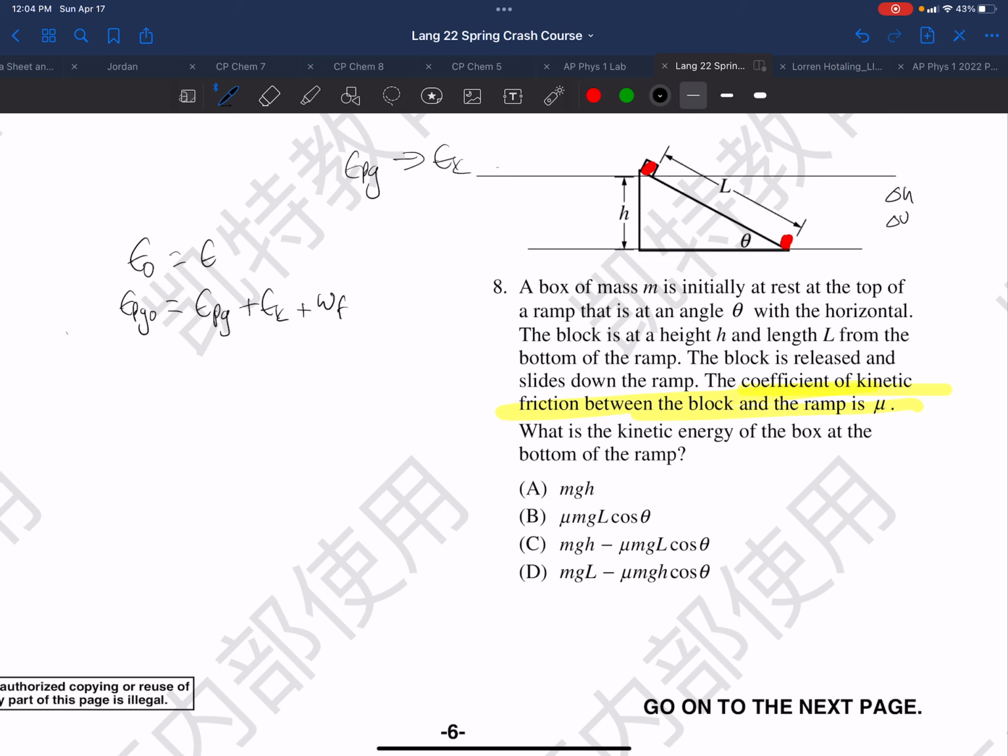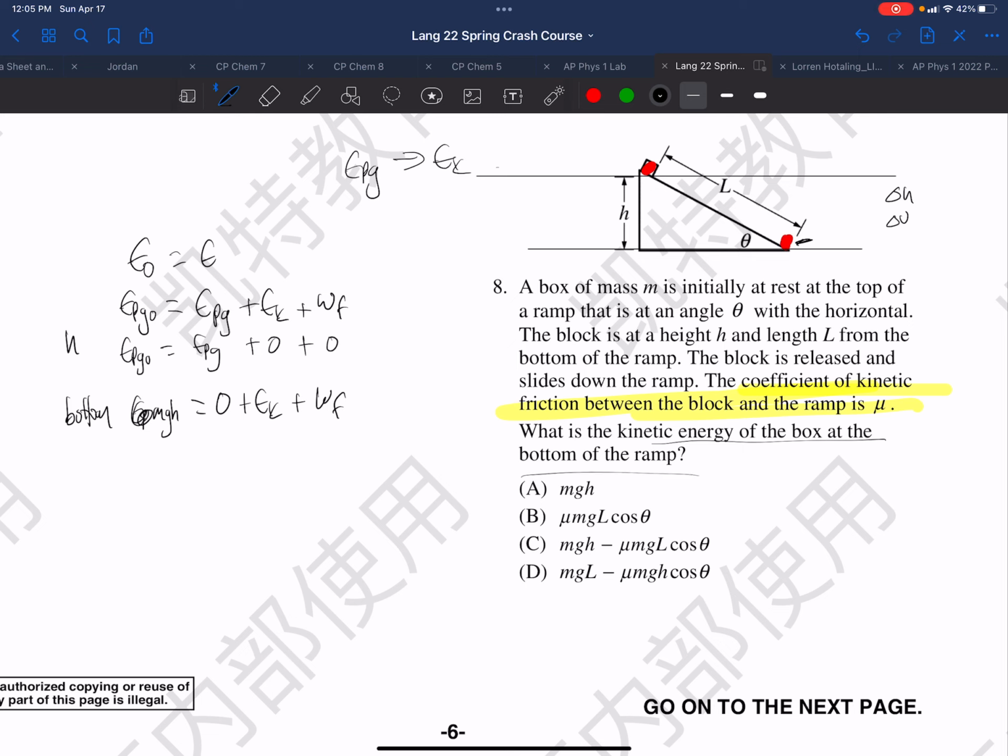Now at the top, at a height h, we have only gravitational potential energy, the kinetic energy is 0, and no work has been done against friction. At the bottom, that initial gravitational potential energy is mgh. There is now no gravitational potential energy at the bottom. There is some kinetic energy, and there is some work done against friction. So we want to know the kinetic energy at the bottom of the ramp.